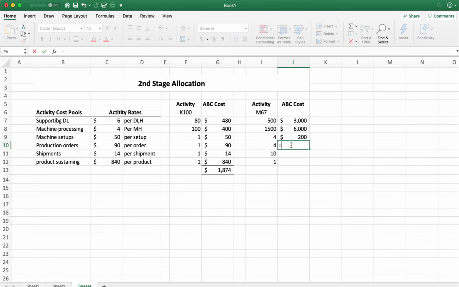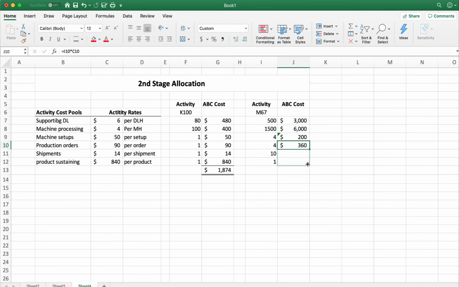Same thing with production orders. The activity of production orders consumes overhead resources. The rate is $90 per order. If M67 has 4 orders, we're going to multiply the 4 orders times the activity rate per order of $90. We get $360. And we do that all the way down.